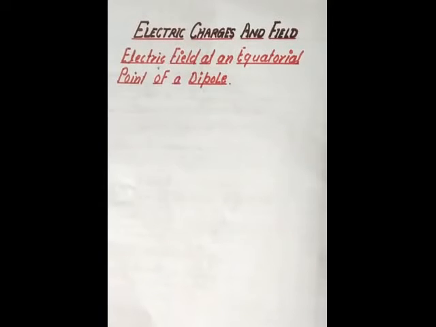Today we learn class 12th physics. Lesson one, electric charges and field. Our topic today is the electric field at an equatorial point of a dipole. When there is a dipole, we have to find out the electric field at the equatorial position.